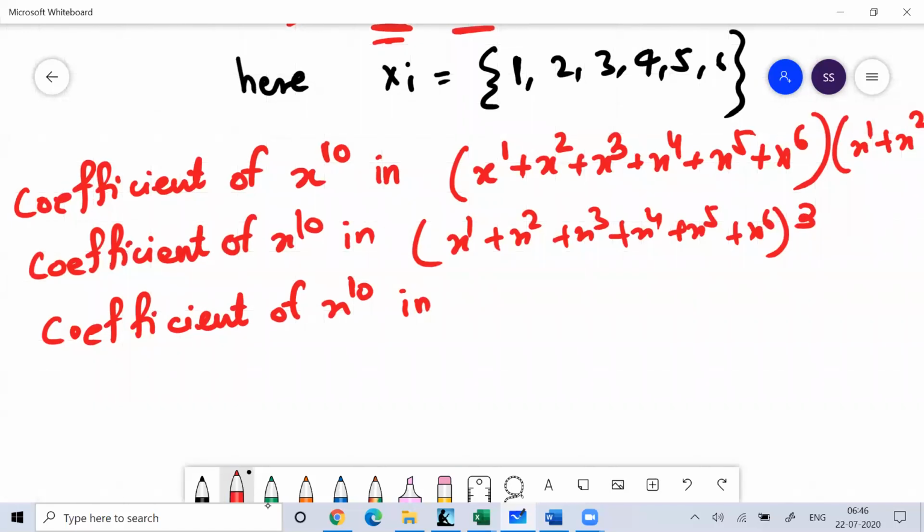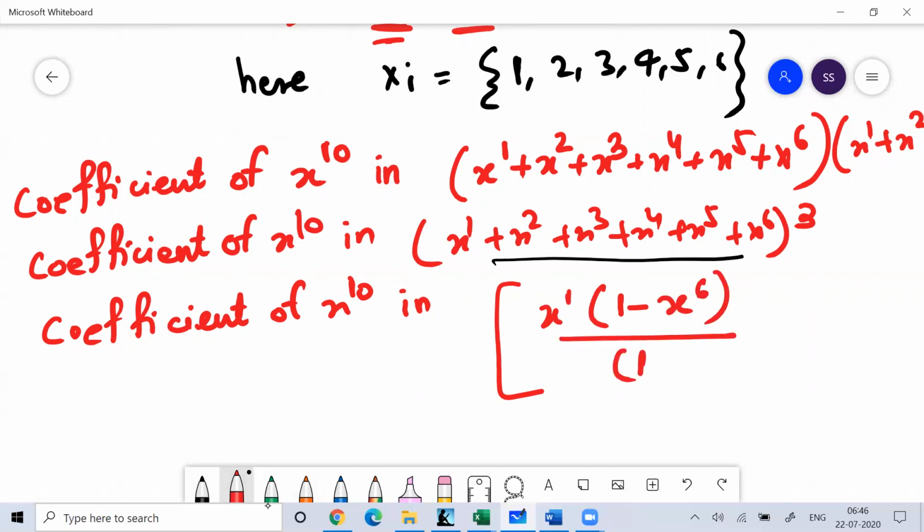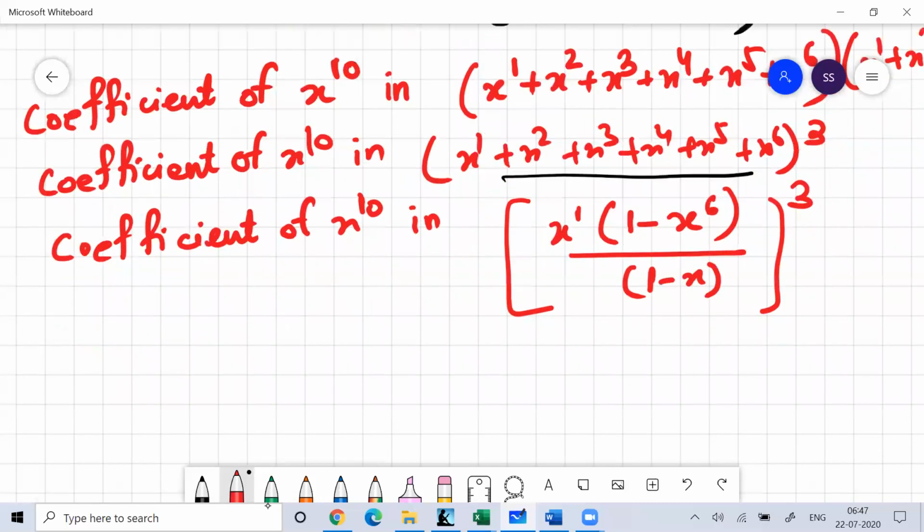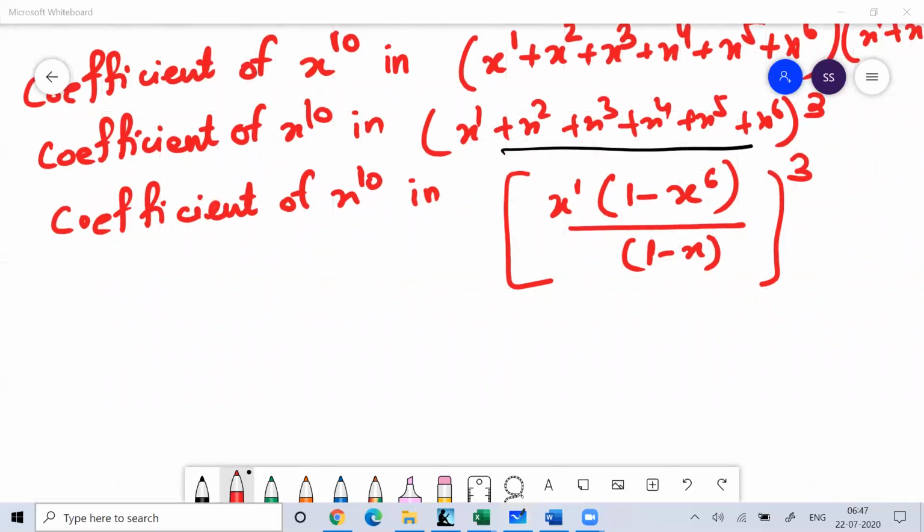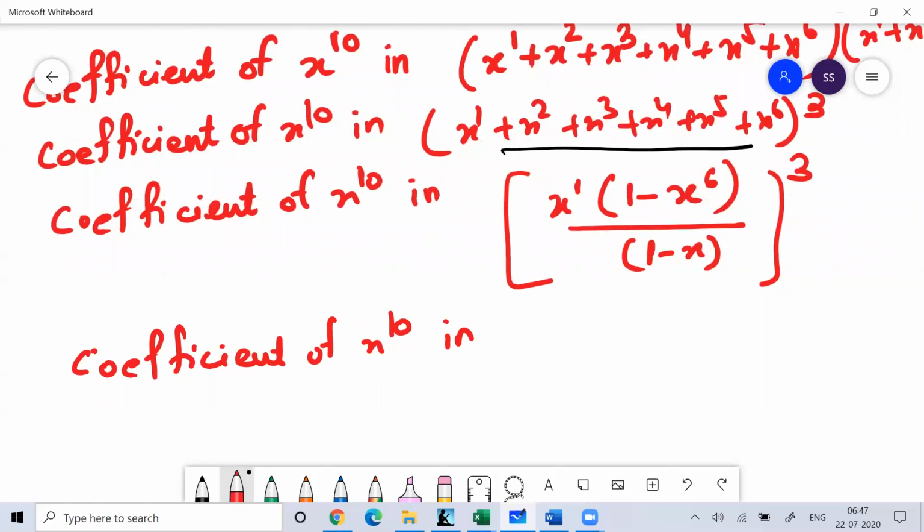Now if you notice, they are in GP, so you can write them in the form of GP. If you write them in the form of GP, this is a into 1 minus r to the power n, divided by 1 minus r, to the power 3. Okay, so you can write them in the form of GP. So I can write this as the coefficient of x to the power 10. If you have a little bit of basic knowledge of the binomial theorem, that would be more than enough.